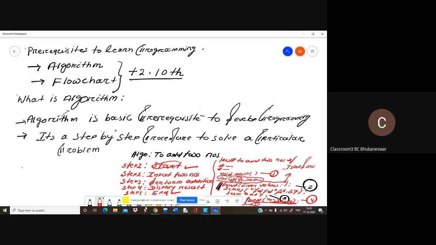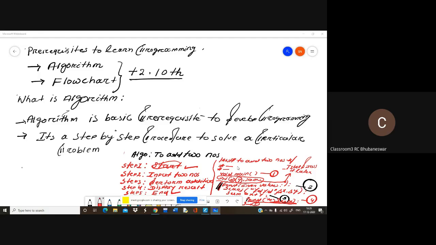Is there any doubt? This line I will discuss later. No problem. So now it is a small example to make you know that this algorithm is very important for all of us. That's why you may say the prerequisite for developing programming is algorithm. Clear everyone?